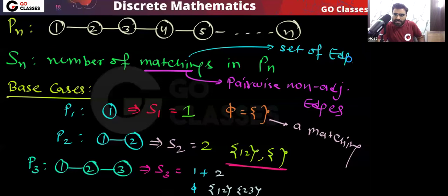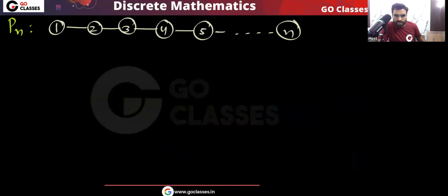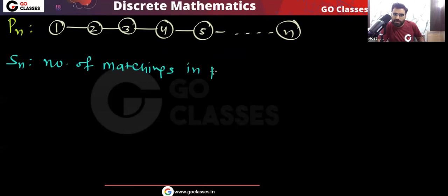So these are the base cases. We have found S1, S2, S3. These are the base cases. What is Sn? This is the number of matchings in Pn. Now let's find what Sn is. Can we think recursively for Sn? Can we count this Sn recursively? Okay, so let's see. Let me write quickly what this Sn is. This is the number of matchings in Pn.